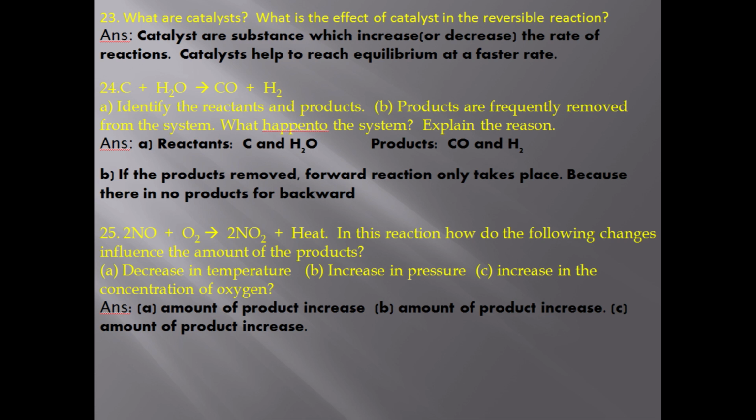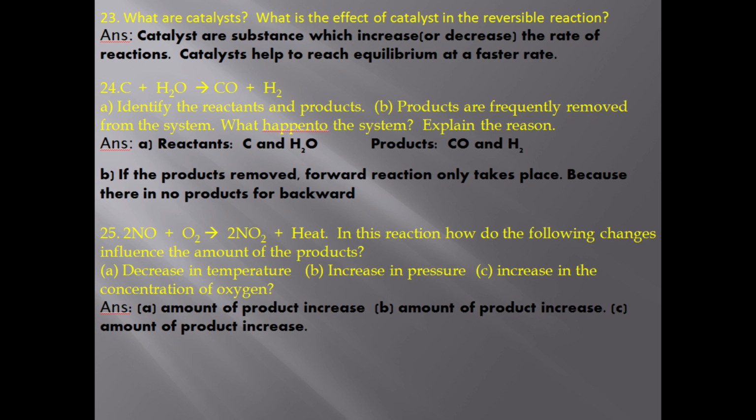What is the effect of catalysts? Catalysts are substances that alter the rate of reactions. There are two types of catalysts, positive catalysts and negative catalysts. Positive catalysts increase the rate of reaction, negative catalysts decrease the rate of reactions.